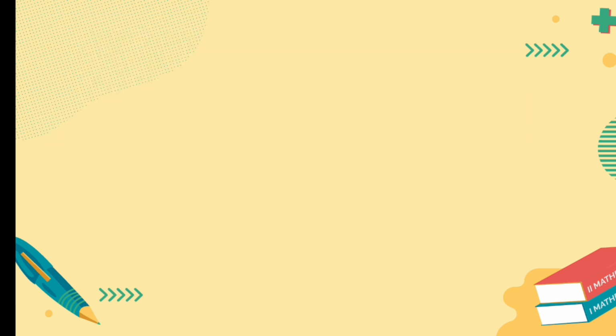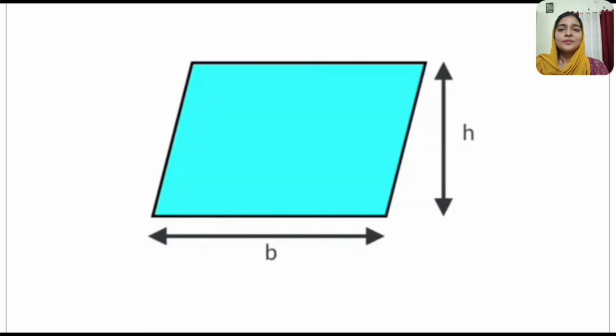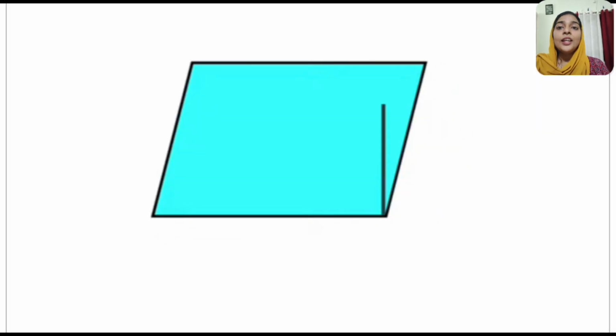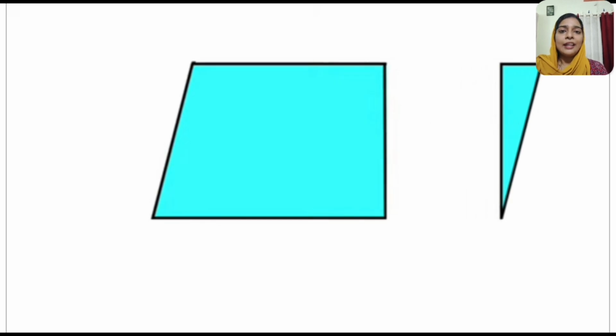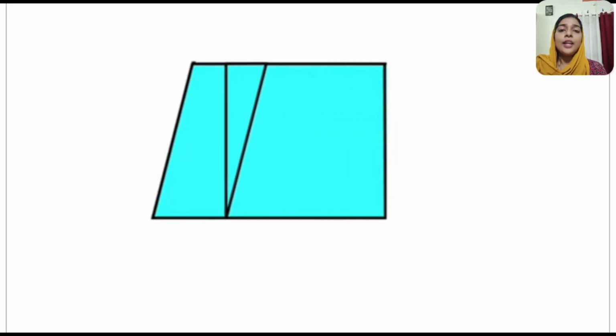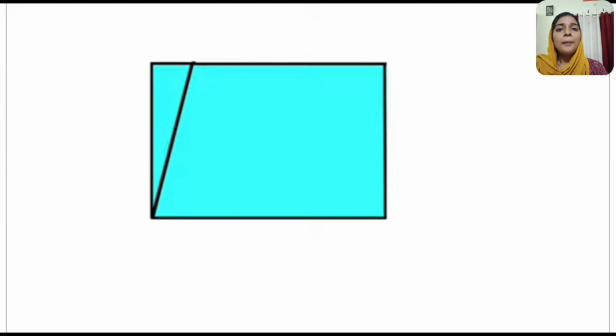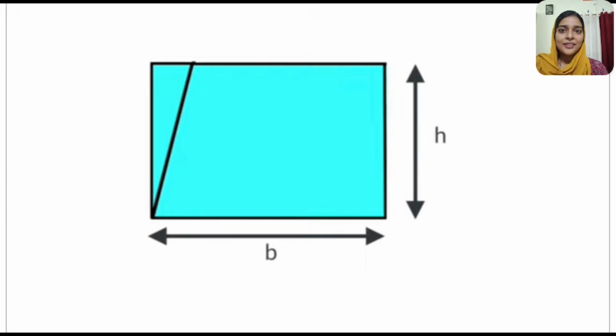Alright children, now that we know what a parallelogram is, shall we learn how to find its area? Are you ready? Very good. Now listen carefully. Take a parallelogram of base B and height h. Draw a line from one vertex of the parallelogram perpendicular to the opposite side. Cut out the triangle. Now place it on the other side of the parallelogram. Thus it makes a perfect rectangle of base B and height h.